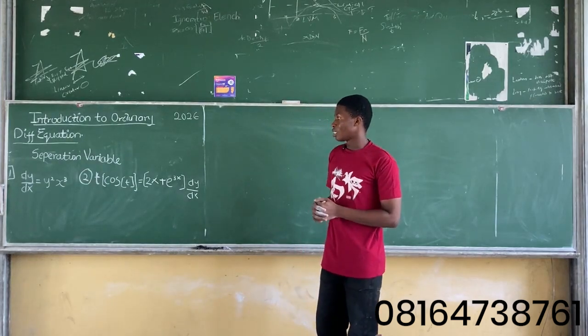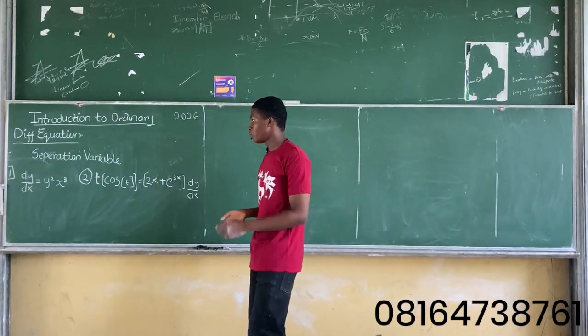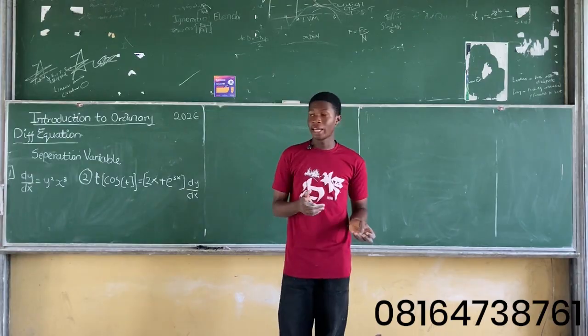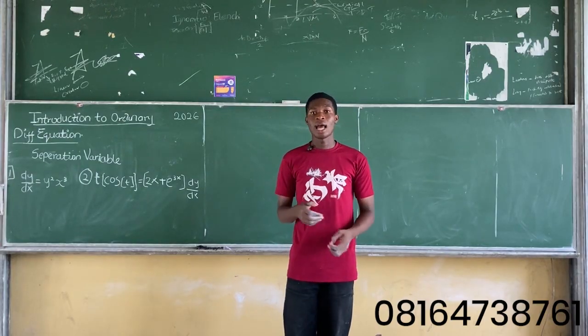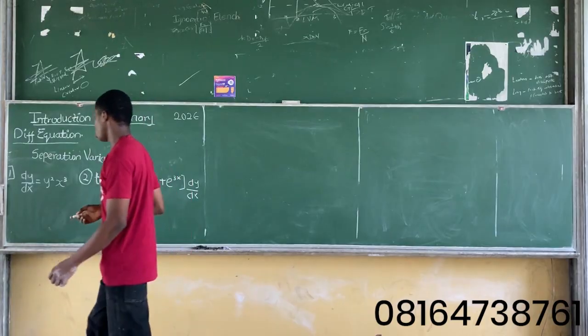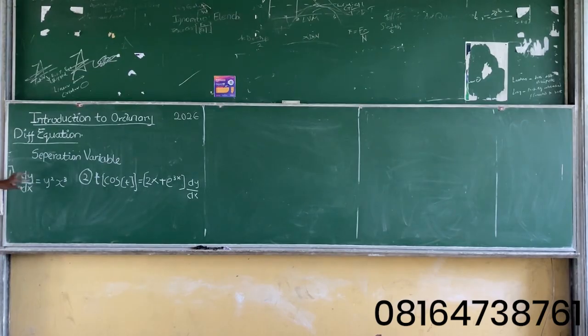We'll also be looking at another method of solving ordinary differential equations, which is the separation of variables technique, whereby we'll separate the y parameters onto one side and the x parameters onto the other side, and later on integrate. So let's look at this first question, where dy over dx is equal to y squared multiplied by x raised to power 3. We're going to take the y squared over to one side and the x terms to the other side, as I said earlier.